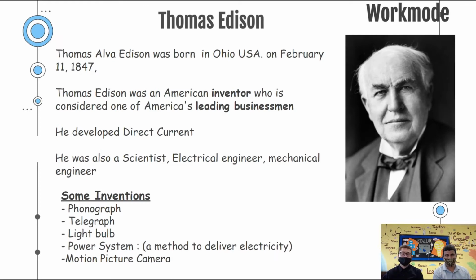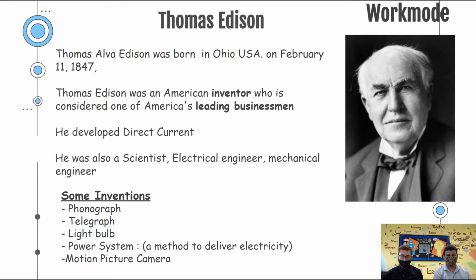And the next one is Thomas Edison. Thomas Edison was born in the USA in 1847, and he was an American inventor, considered one of America's leading businessmen. The company that he started is today called GE, General Electric. If you know that company, that was started by Thomas Edison. He developed the direct current, and he was a scientist, electrical engineer, and mechanical engineer. Some of the things he discovered or invented were the phonograph, telegraph, the light bulb, the power system, and the first camera was also invented by him.